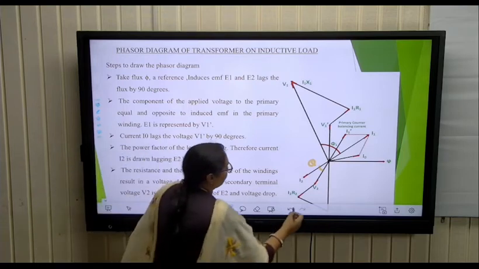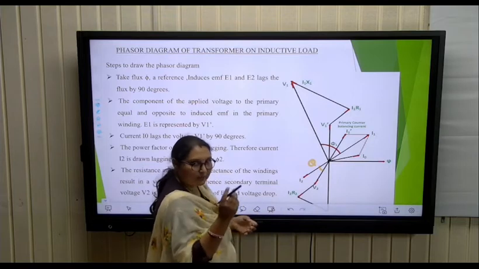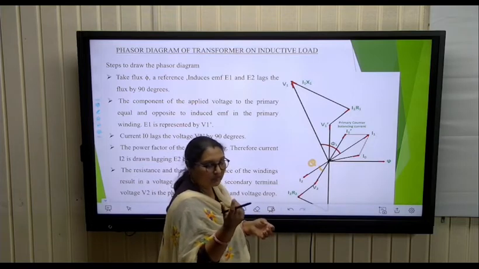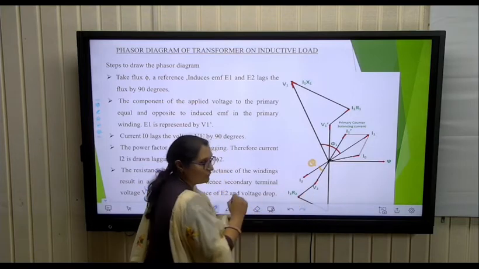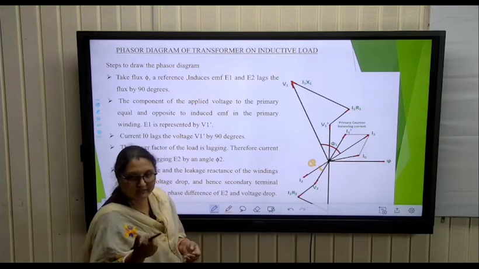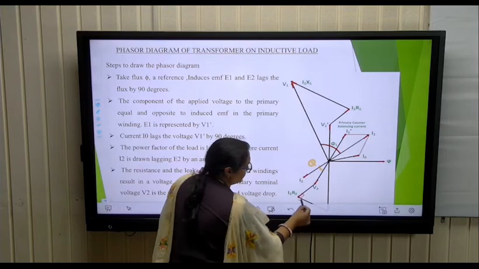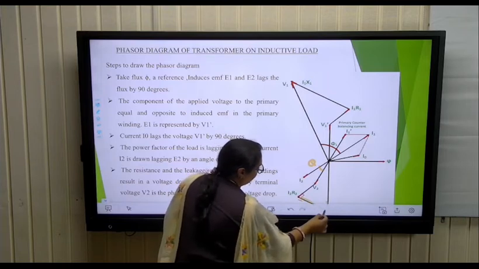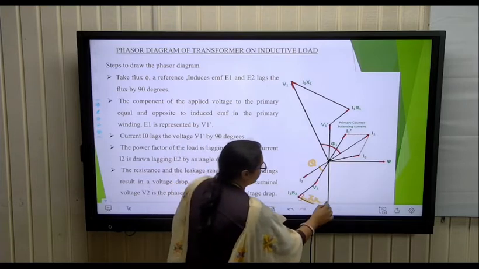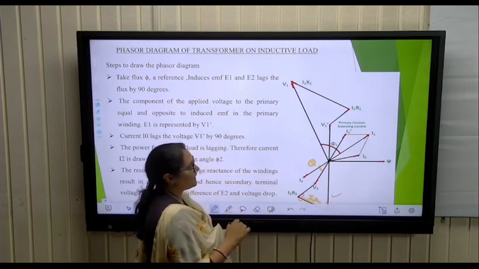So from this terminal voltage a portion will be deducted for the ohmic losses, that is I2 into R2, and since we have inductance also, it will be drawn at 90 degrees to this. This part is I2 X2. Okay, so this is how your secondary side is completed.